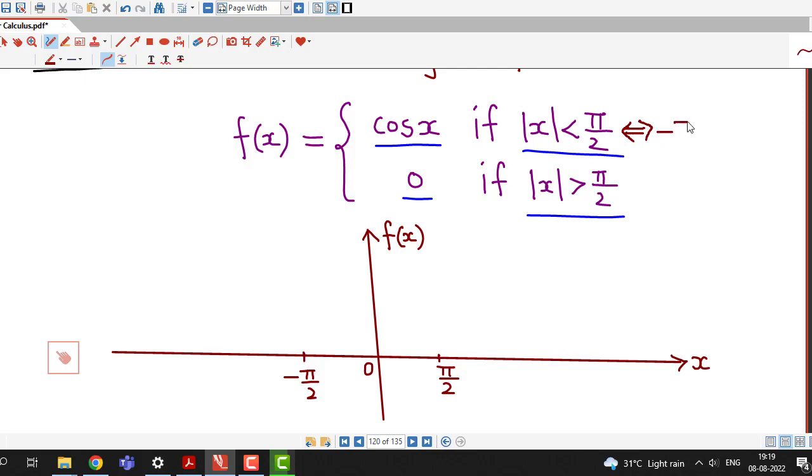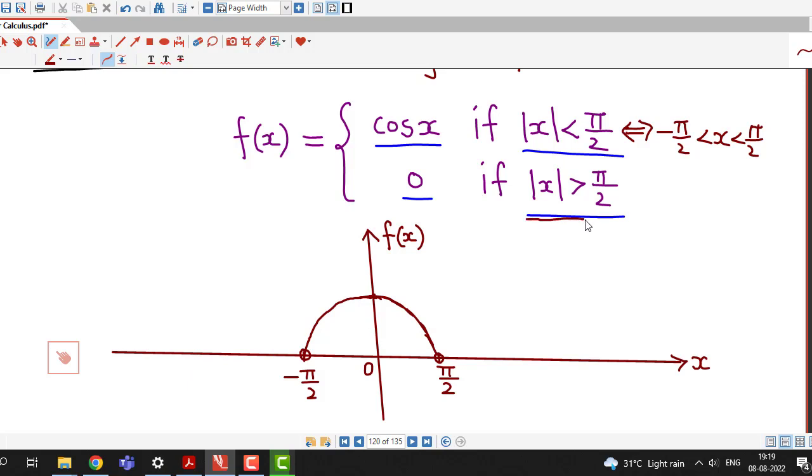Mod x is less than pi by 2 if and only if x lies between minus pi by 2 and pi by 2. And suppose I want to sketch the graph of cos x in this interval. I know that cos pi by 2 is 0, so here graph will pass through this point as well as this point, and cos 0 is 1, and roughly we can imagine that graph of cos x will look like this between minus pi by 2 and pi by 2.